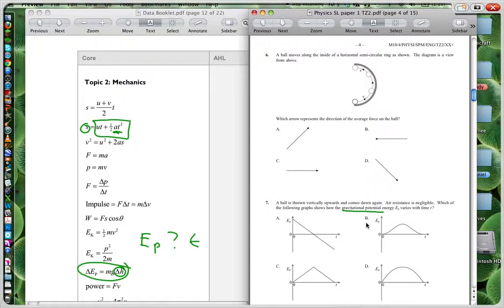So if I have a look at EP, I'd be expecting some sort of parabola shaped graph. Obviously, because it's thrown vertically and it depends on your height, you would expect your EP to increase and decrease. This one would not be correct, but you'd be wondering which one of these. Because this is the shape of a parabola, a quadratic function, D would be the correct answer for that. So 7D.